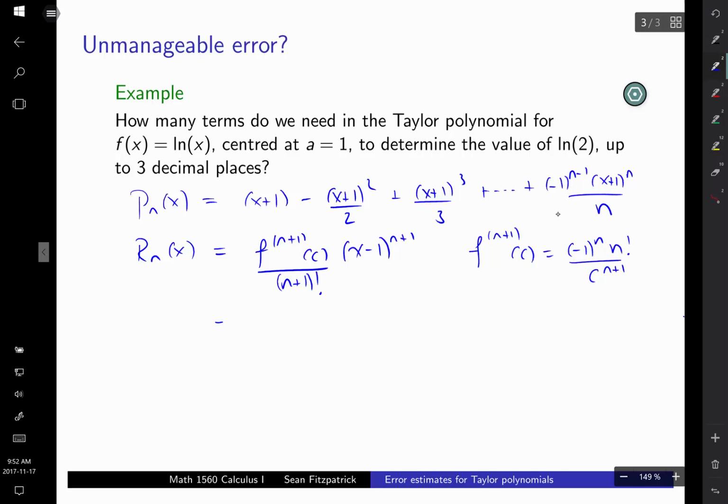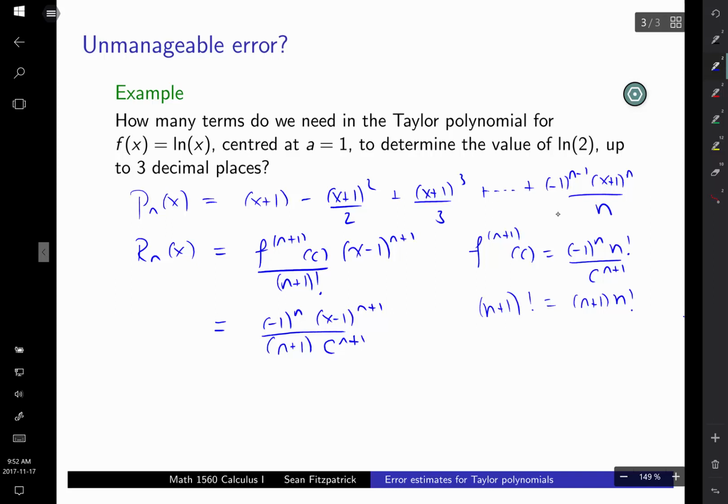So if you plug that in and you clean it up, then what you get is this. You get minus 1 to the n, x minus 1 to the n plus 1, n factorial divided by n plus 1 factorial. n plus 1 factorial is n plus 1 times n factorial, right? Because we're multiplying the first n integers together, and then we're multiplying by the next one. So we can split it up like that, and then that lets us simplify, right? n factorial over n plus 1 factorial is simply 1 over n plus 1. And then we have this c to the n plus 1.